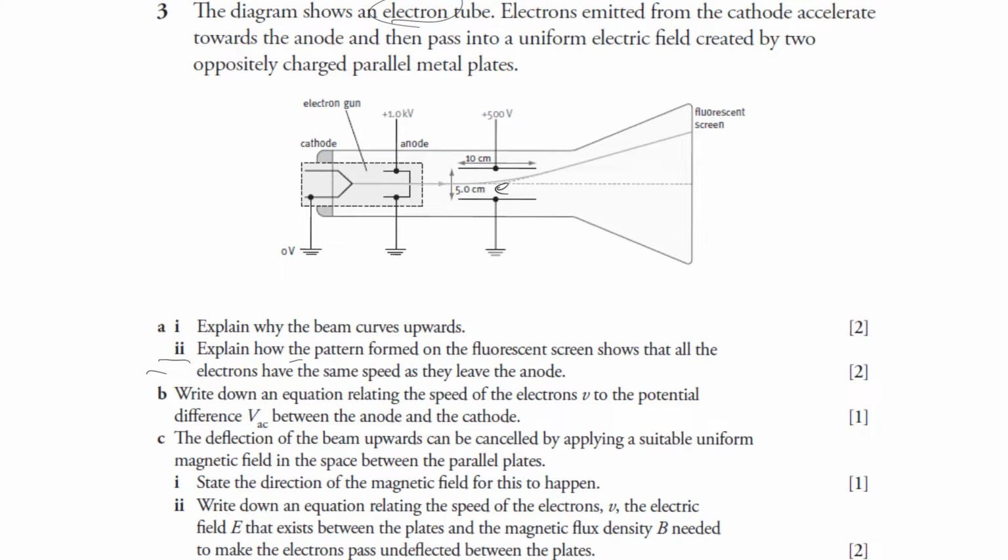Number 2, explain how the pattern formed on the fluorescent screen shows that all electrons have the same speed as they leave. So here, answer number 1: a single spot is found on the screen. Since it is only in one spot, it means they have the same speed. Number 2, you're going to make your argument higher.